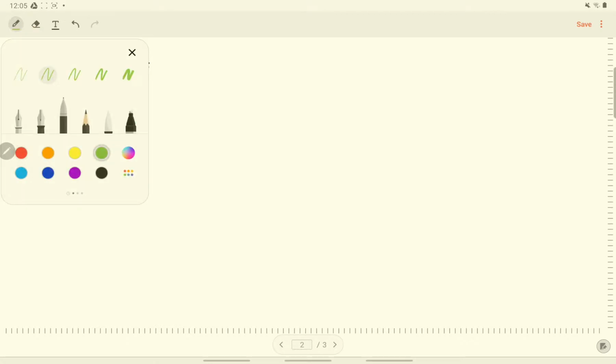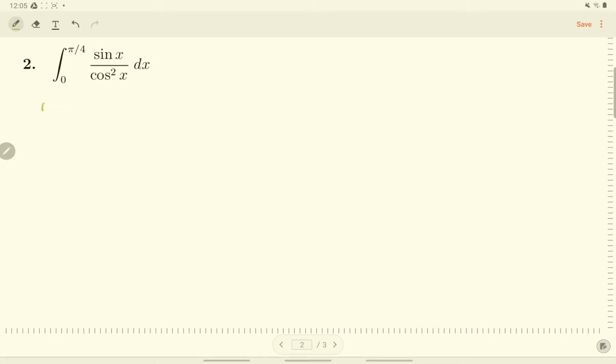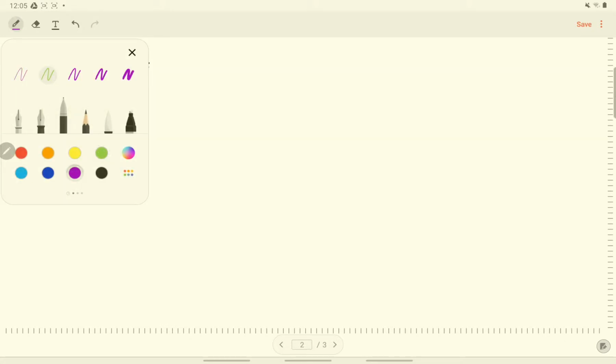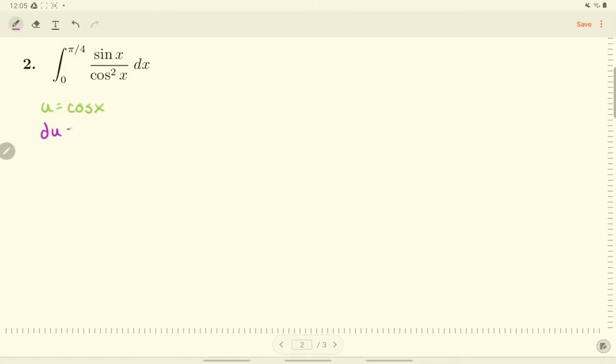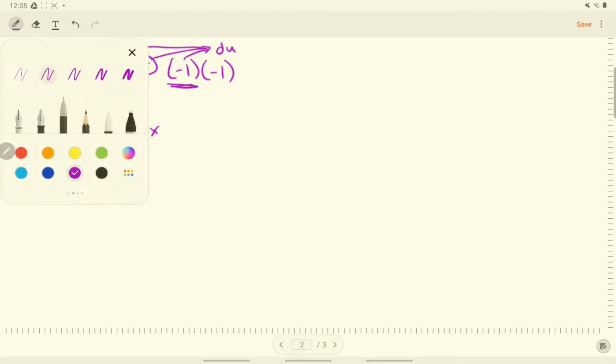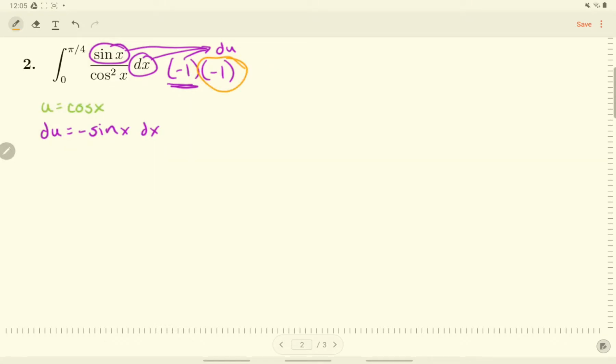All right, so let's see what happens if I let u be cosine. Then my du is negative sine x dx. I have the sine x I need, I have the dx I need, I'm off by a negative. Well, if I multiply by 2 negative 1's, that balances to 1. So again, I'm multiplying by 1 in a clever form, and I'm going to use one of those negatives when I create du. The other one is going to just hang out because it didn't get used.